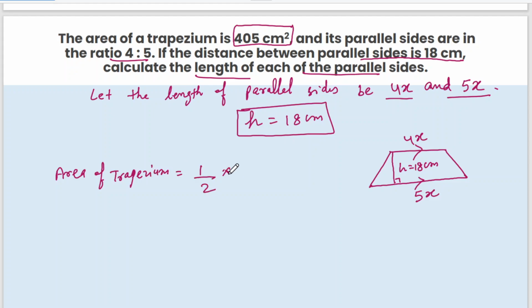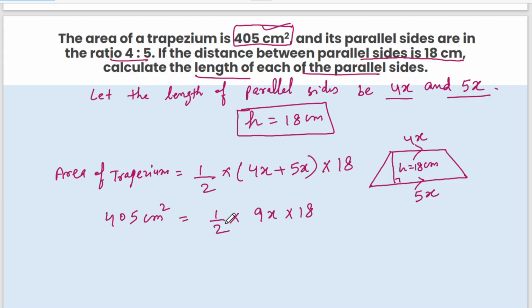Half into sum of parallel sides. So what is the sum of parallel sides? It is 4x plus 5x, because 4x and 5x are parallel to each other, and into height, this is 18. Now the area of the trapezium is given as 405 centimeter square. So it is half into 9x into 18.